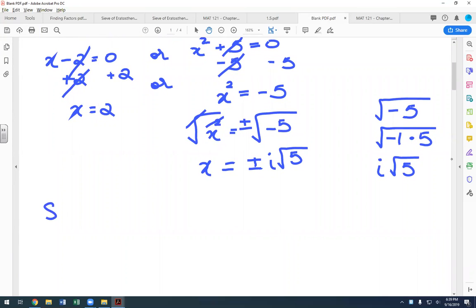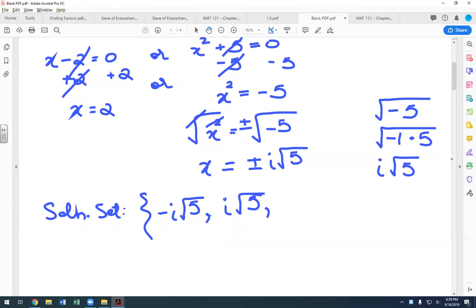So our solution set is going to be negative i square root of 5, positive i square root of 5. So that's the 2 solutions coming from here. And then, of course, we've got x equals 2. So we've got our 3 solutions to the equation.